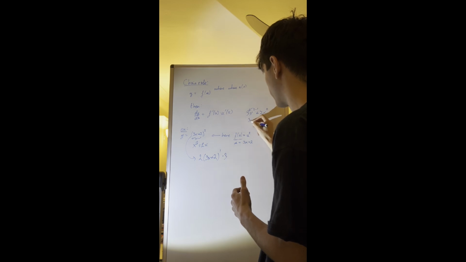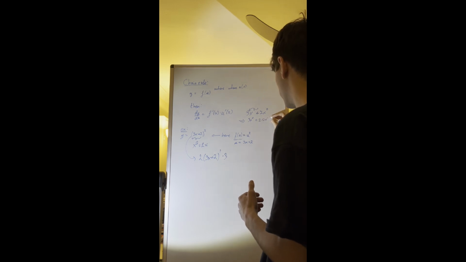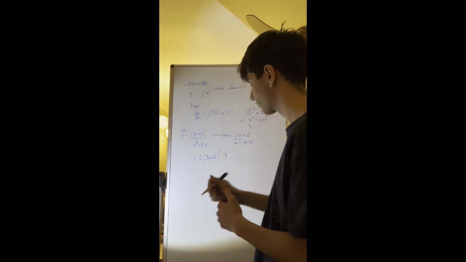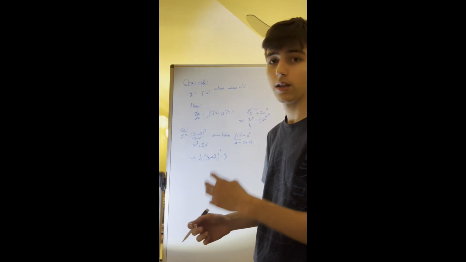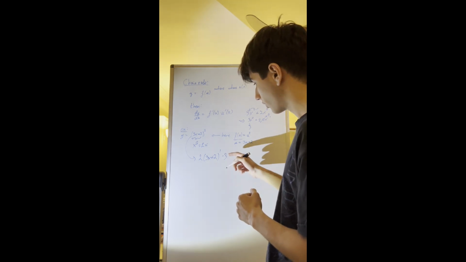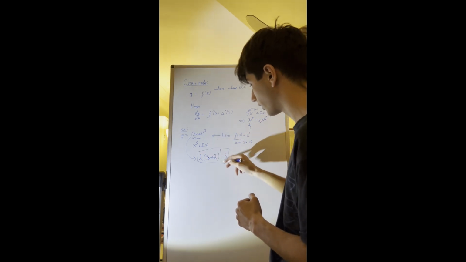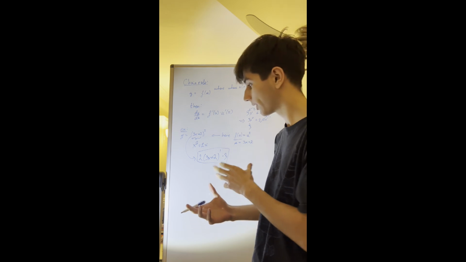This is going to be 3x to the 0 plus 2 times 0x to the negative 1. So this becomes 0 and that becomes 3. Okay, so the derivative of the inside is going to be 3. So here's the derivative of the overall function. And what we can do is we can expand and we can check.